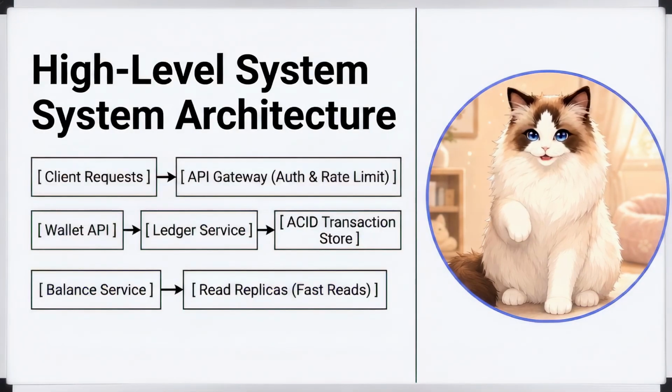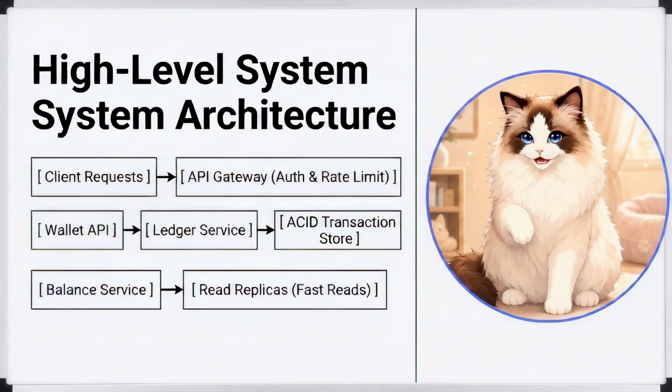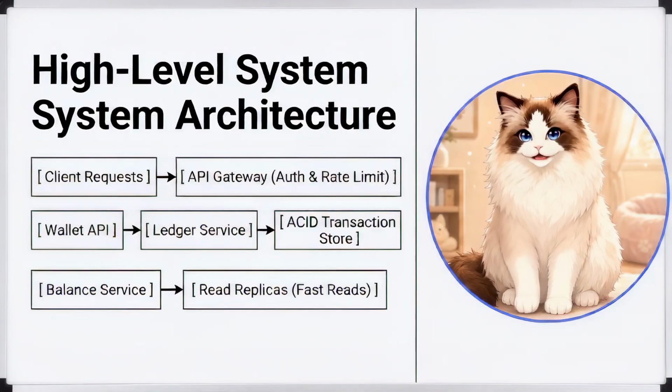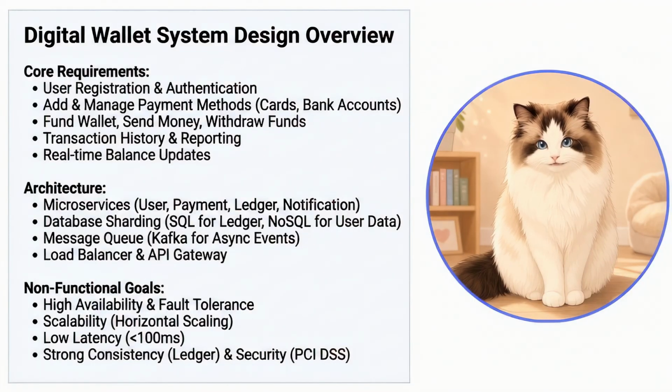To start, here is my initial high-level architecture. Requests come in through the API gateway, which handles authentication and rate limiting, and routes to the Wallet API. The Wallet API delegates core money transfer operations to the Ledger service, which writes to an ACID-compliant transaction store. For fast balance reads, the balance service reads directly from read replicas. That makes sense as a starting point.